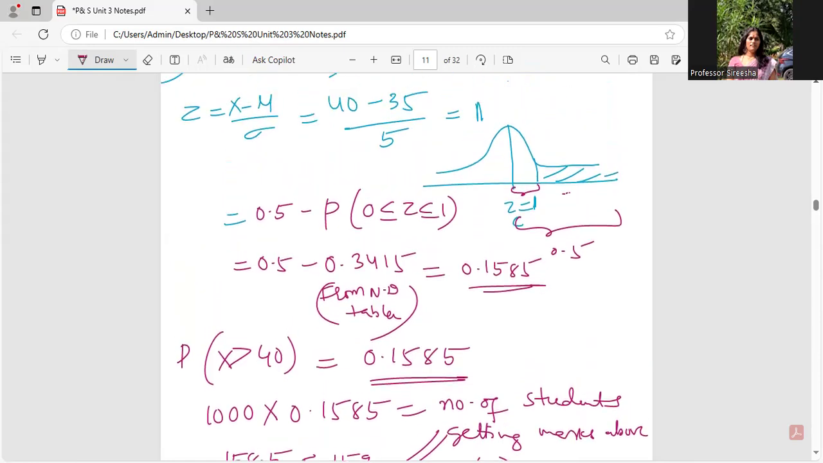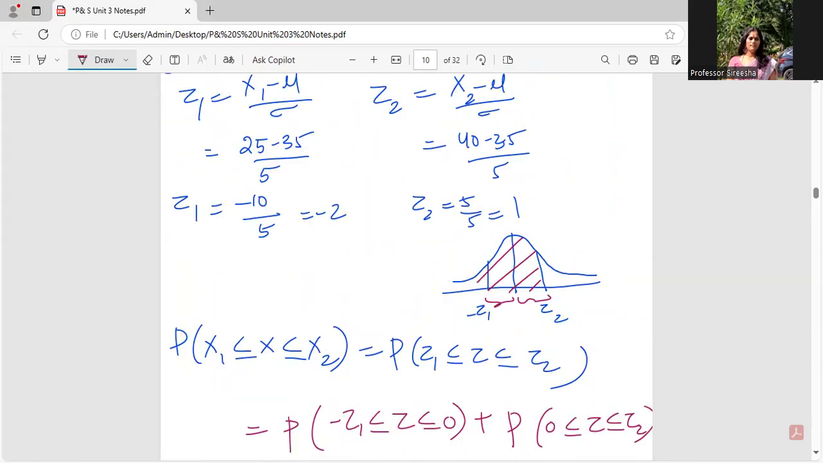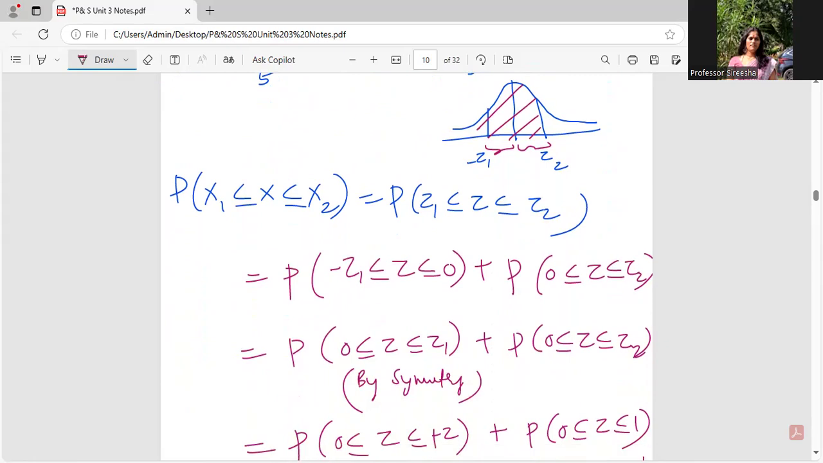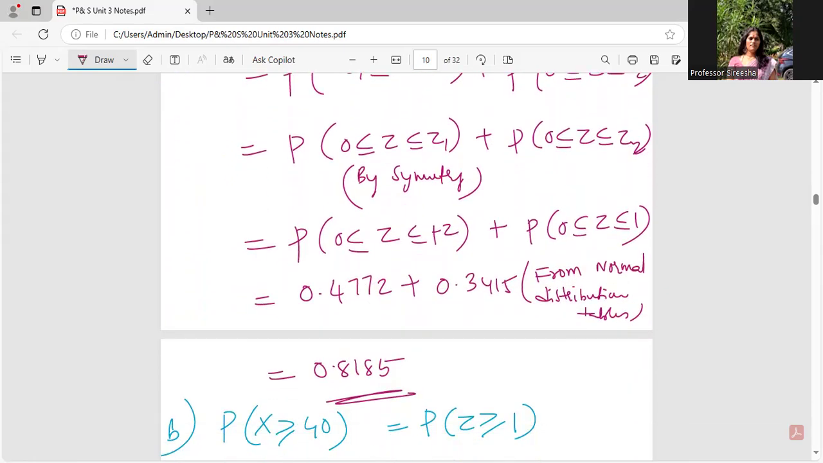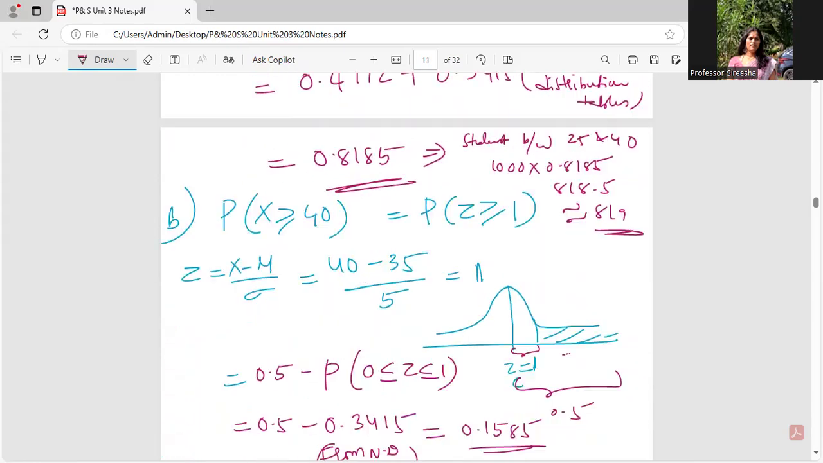Here also you can check that, guys. In the previous problem also you can check what has been done. So here what I'll do: students with marks between 25 and 40 would be 1000 into 0.8185, which would be 818.5. I can approximate it to 819. Okay, guys? Fine.